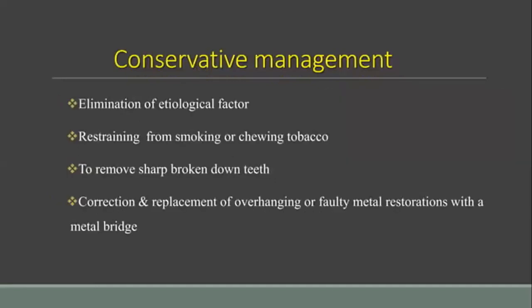Conservative management that could be done in this case is the elimination of the etiological factor, be it smoking or alcohol abuse, restraining from smoking or chewing tobacco, removing sharp broken down teeth, and the correction and replacement of overhanging or faulty metal restorations with a metal bridge.